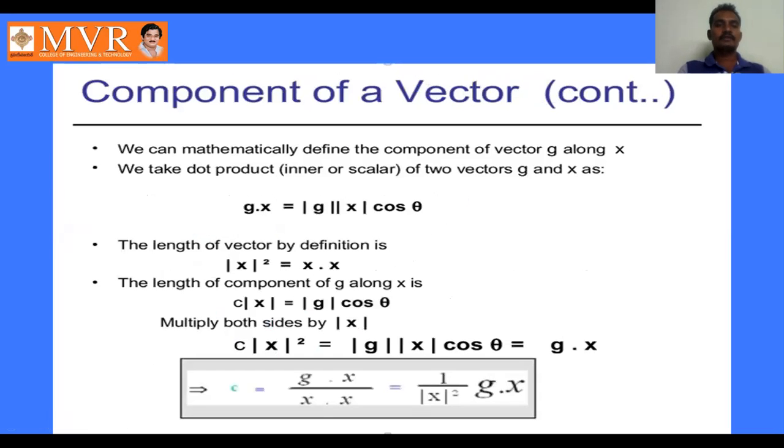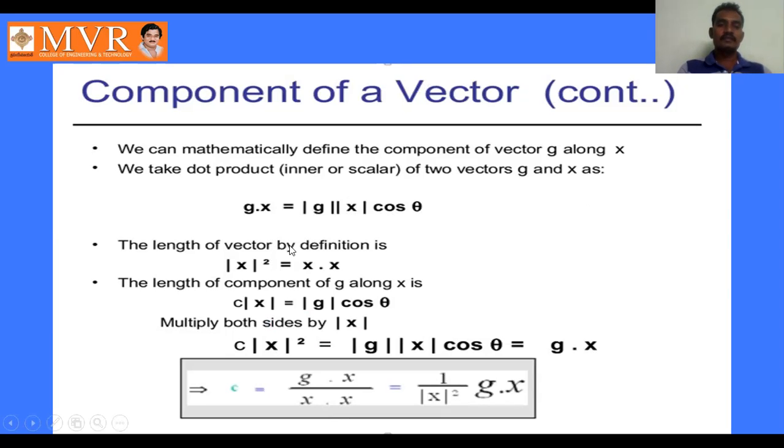Next, component of a vector. We can mathematically define the component of vector g along x. We take the dot product, inner or scalar product, of the two vectors g and x. Here we already know about the dot product, that is g·x. g multiplied by x is equal to |g| |x| cos θ, where |g| is the magnitude of vector g and |x| is the magnitude of vector x.